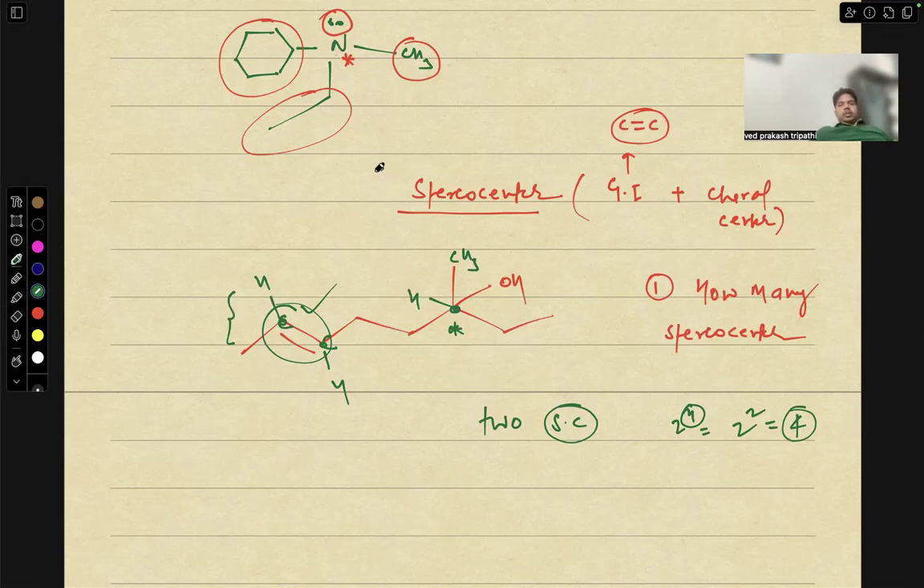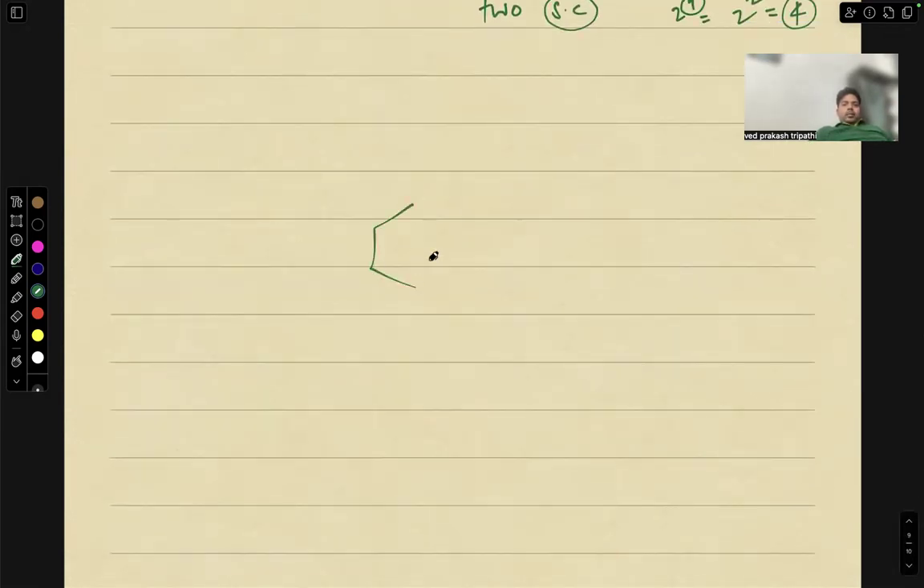Clear? So stereocenter means geometrical plus chiral, or optical. This is also called optical. So whenever any compound has a double bond which can show geometrical isomerism like cis and trans, you can consider it a stereocenter. And if anyone has a chiral center, then you can also consider that one a stereocenter. For example, suppose we have this compound.